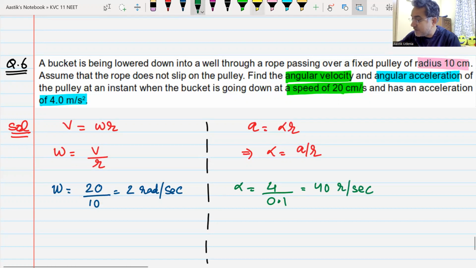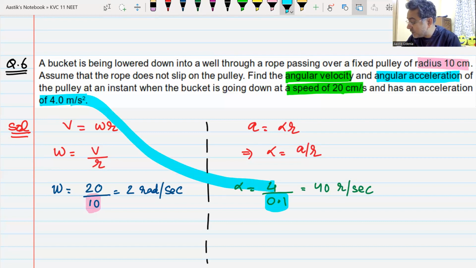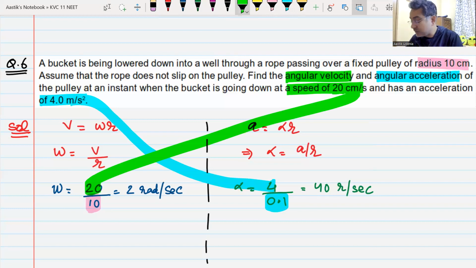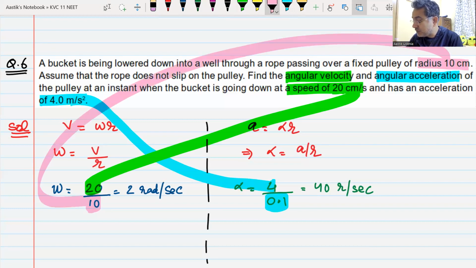You will say, sir, here you have divided by 10 and here you have divided by 0.1. Why is that so? Remember, this was given in meter per second squared, so I had to convert it into meter. The speed was given in centimeter per second and radius was also in centimeter. Therefore, I did not have to change it because centimeter and centimeter will cancel out. Do we understand this? That is the difference in the two. In one case, I had to convert it into meters. In the second case, I did not have to convert it into meters, and I got my answer that way.